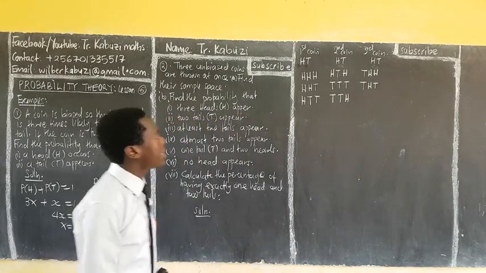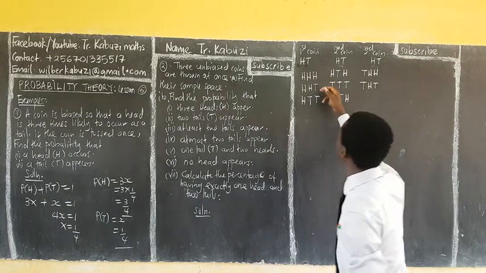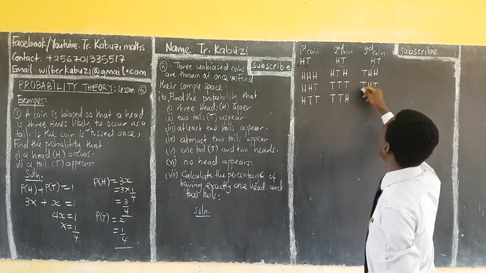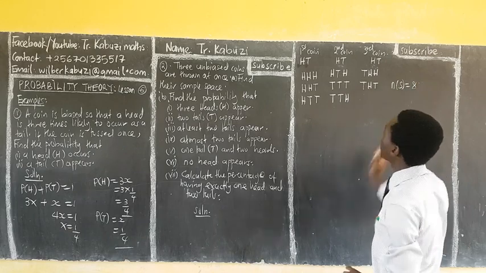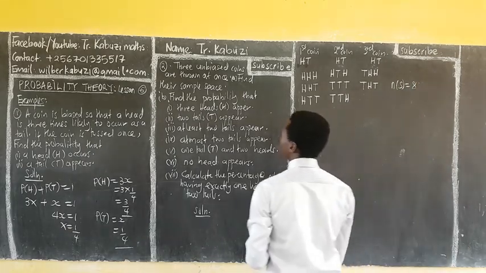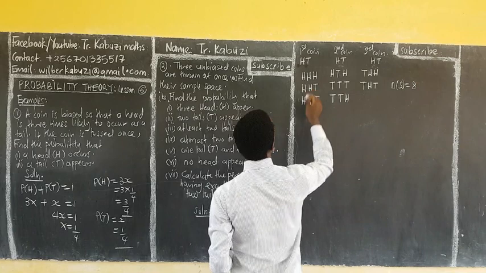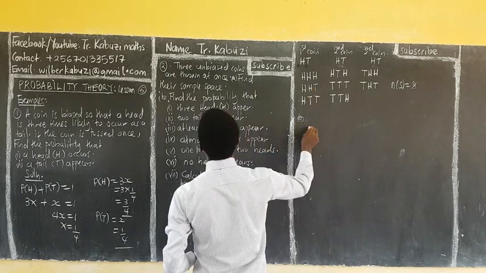And so now the sample space is 1, 2, 3, 4, 5, 6, 7, 8. So our sample space is going to be 8. Then we come to questions. So this was our part A. Then part B, Roman numeral 1.